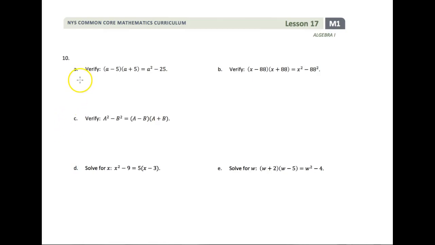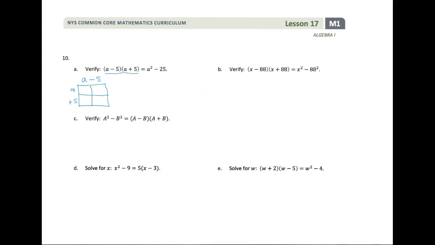All right, lesson 17, student page 97. Verify that quantity a minus 5 times a plus 5 is equal to a squared minus 25. Well, I'm going back to my old favorite. A minus 5, a plus 5. I'm going to draw my box, and I'm going to fill it in.